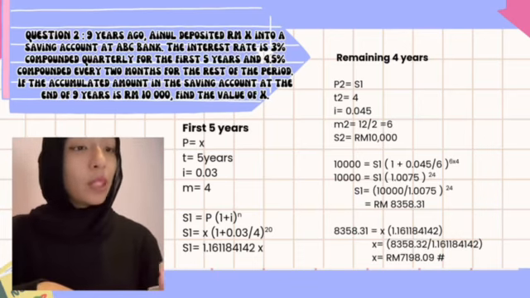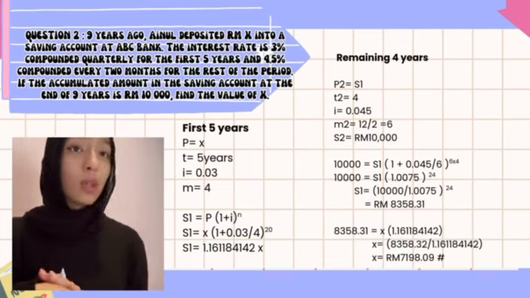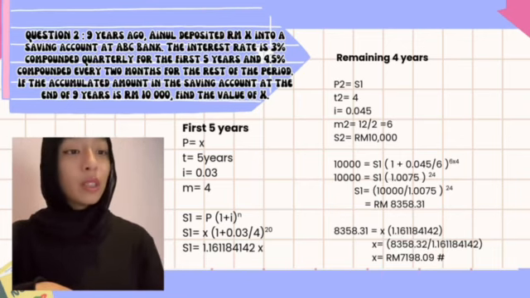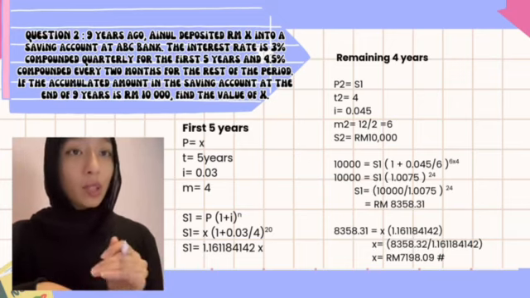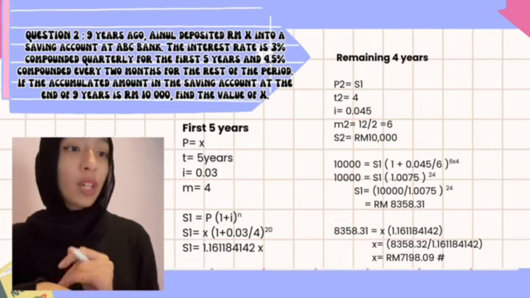In question 2, we want to find the amount of money I originally deposited. We're going to use compound interest. For the first 5 years, the formula we use is S1 equals P multiplied by open bracket 1 plus i close bracket raised to the power of n. S1 means the amount of money accumulated after the first 5 years. P means the principal, which is the starting amount. i means the interest rate for each compounding period.